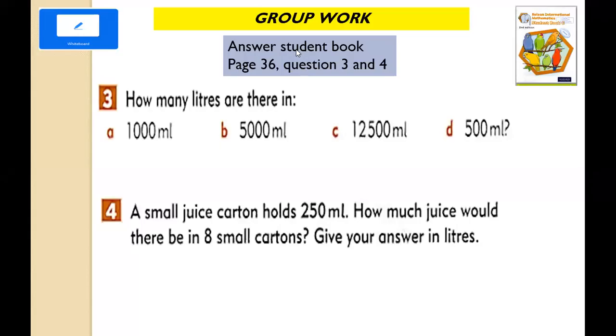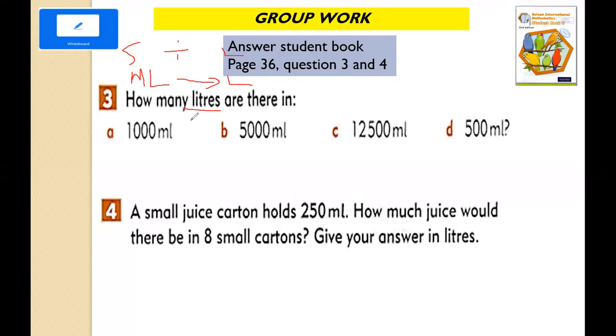Okay, in your student book page 36, question 3 and question 4, I want you to answer this one. Convert the milliliters to liters. So milliliters to liters, which is, what do we do? A smaller unit to a larger unit, we need to divide. Since 1 liter is 1,000 ml, you're going to divide all of these by 1,000. Pause your video, then answer the questions.